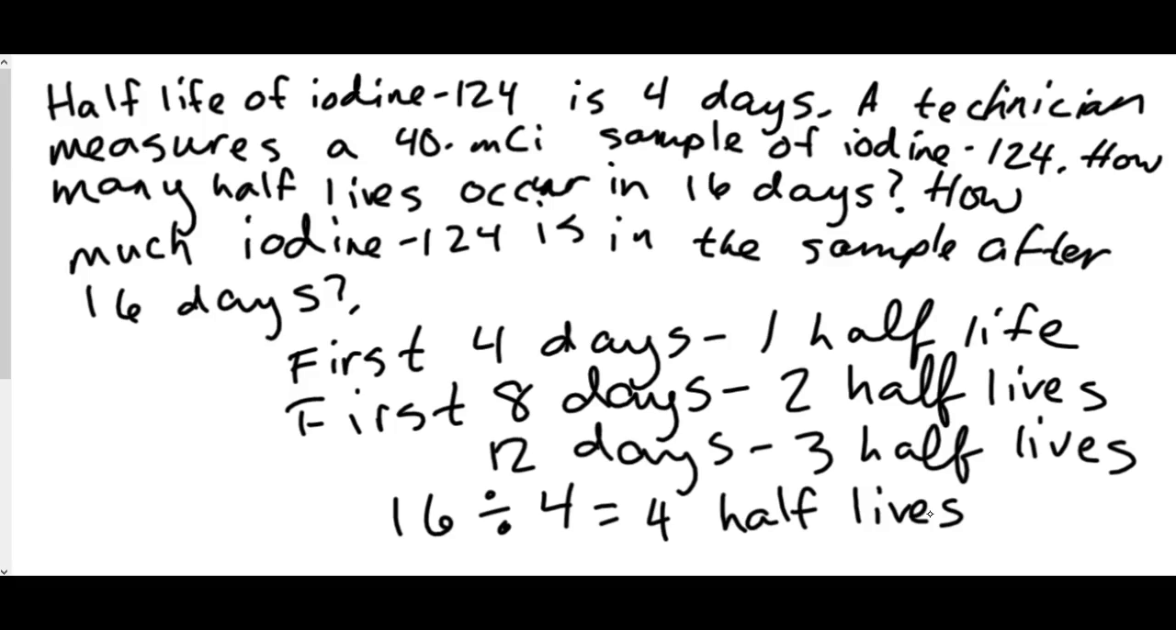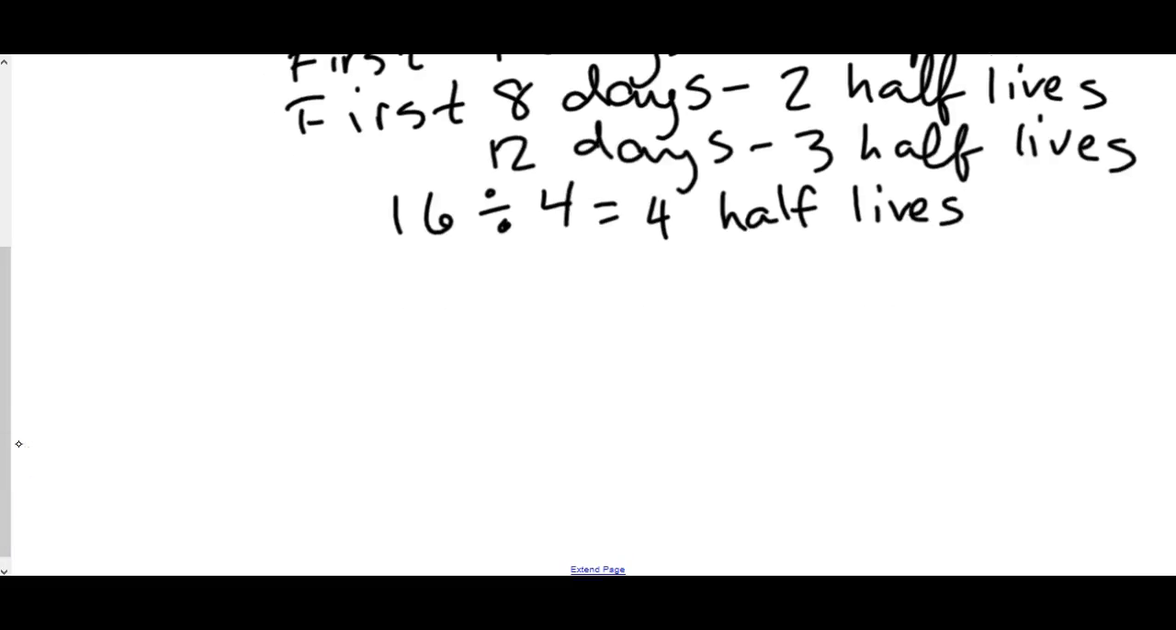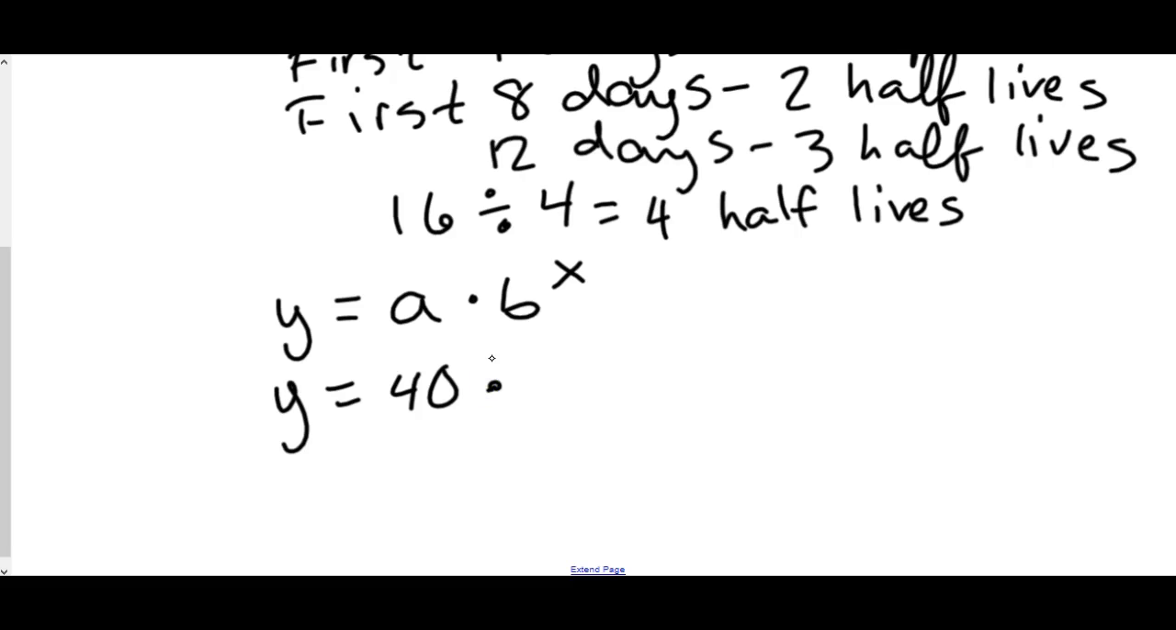So then it says how much iodine 124 is in the sample after 16 days. So we're still using y equals a times b to the x. A is the initial amount, and we initially had a 40 MCI sample. So A would be 40. Now we're talking about a half-life, so we lose 50% every 4 days. 50% as a decimal. Again, we divide by 100%. That gives us 0.5.